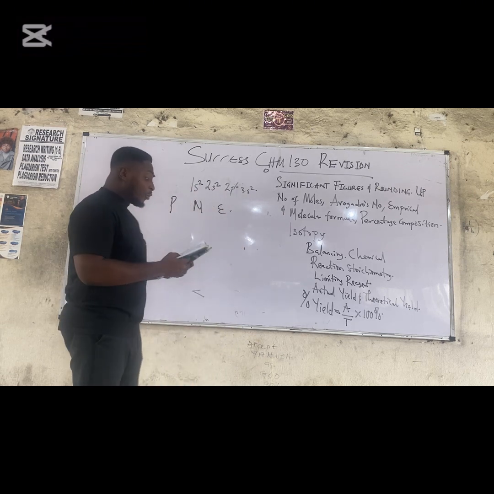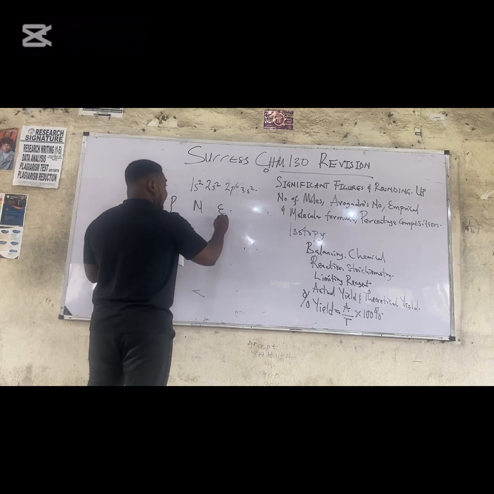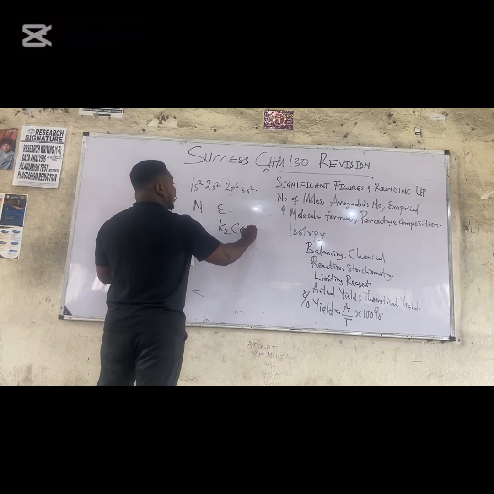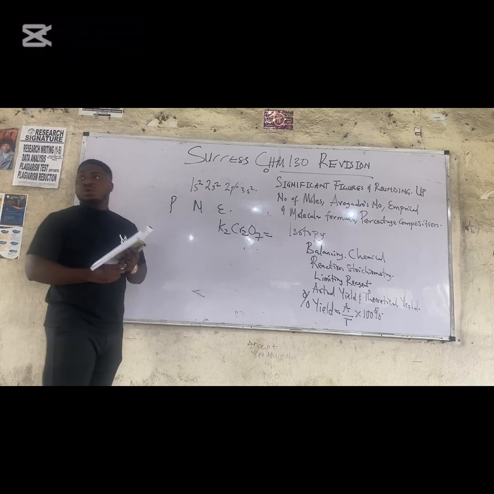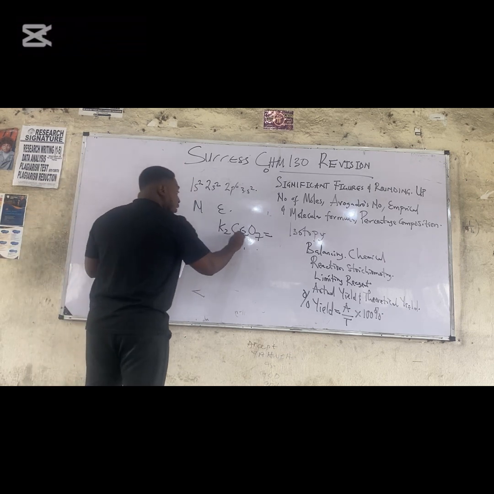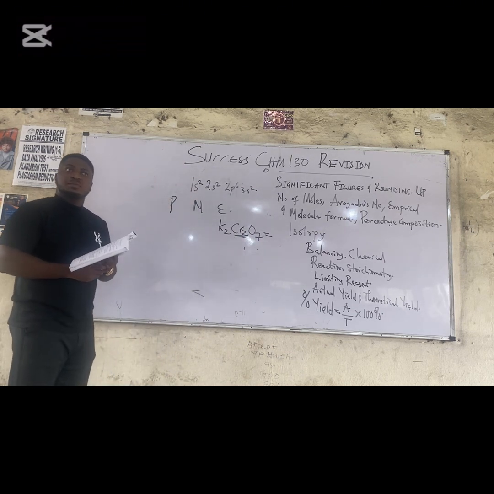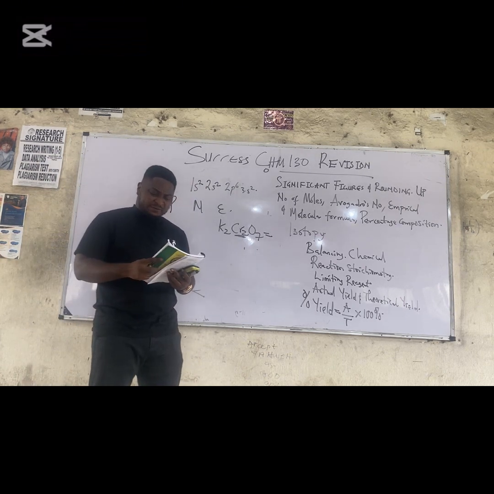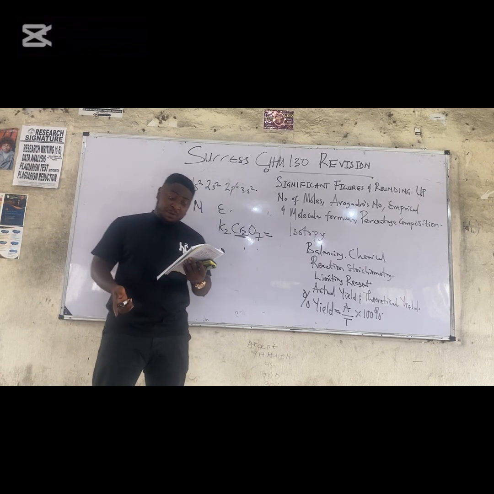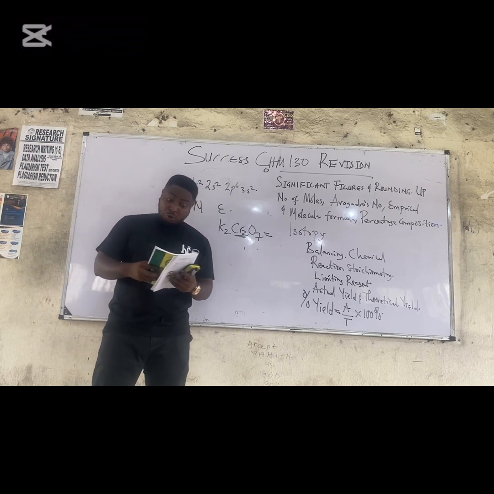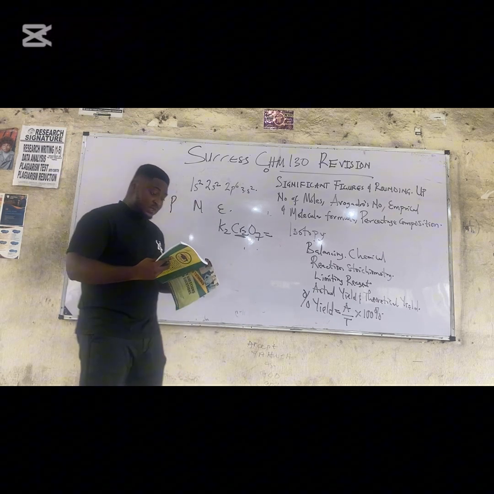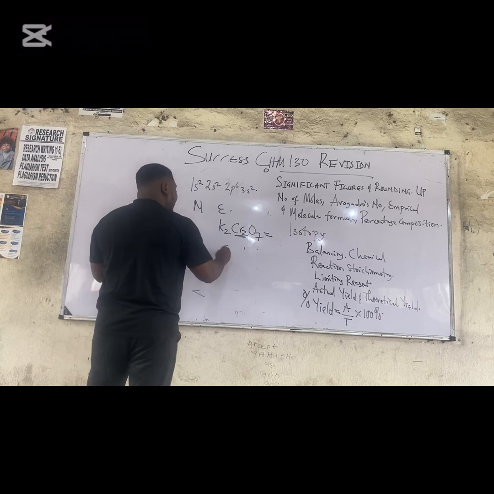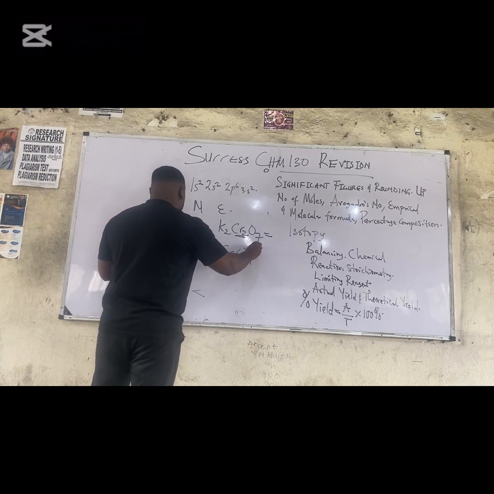Find the oxidation number of chromium in K2Cr2O7. Find the oxidation number of what? Chromium. Find the oxidation number of chromium in K2Cr2O7. Find the oxidation number of chromium in CrCl4.